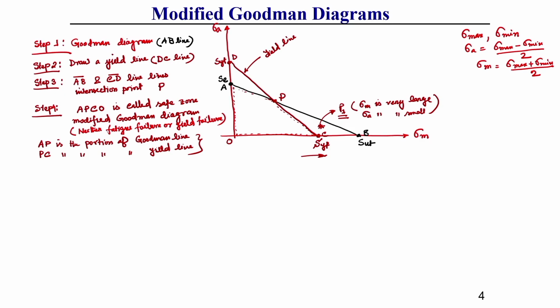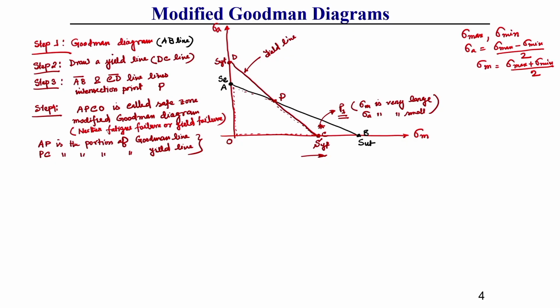So, it is safe according to the Goodman line, but based on the yield line, this point is not safe. According to yield it is a failure point, that means yielding has already taken place. So, once something fails according to yielding, you should keep in mind this will result in failure irrespective of safety in fatigue failure.